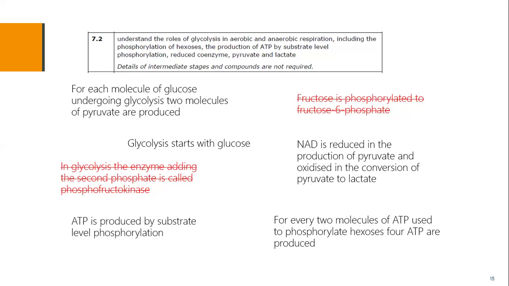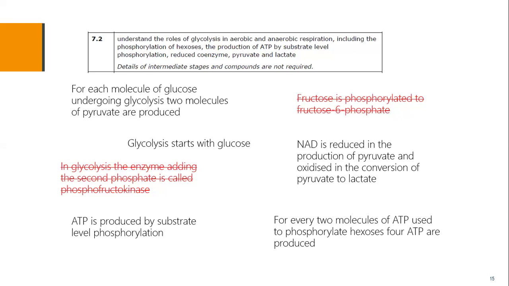You would expect them to know that ATP is produced during glycolysis by substrate level phosphorylation. And you would expect them to know that for every 2 molecules of ATP used to phosphorylate hexoses, 4 ATP are produced. So there's a net production in the glycolysis part of respiration that produces 2 ATP. So that's what you would expect them to know.